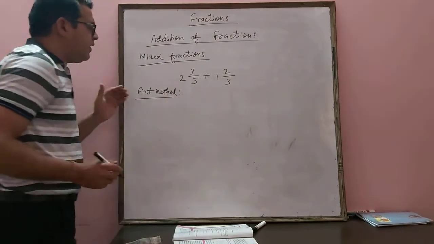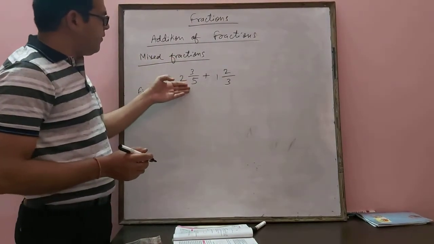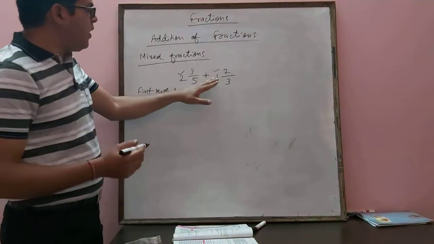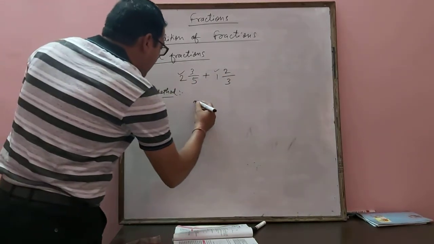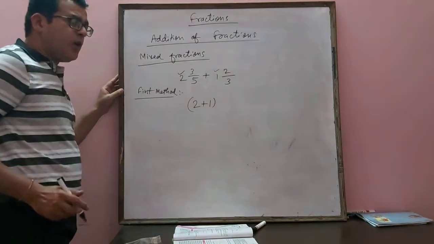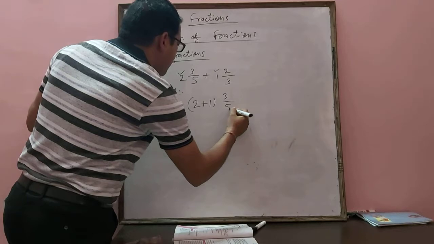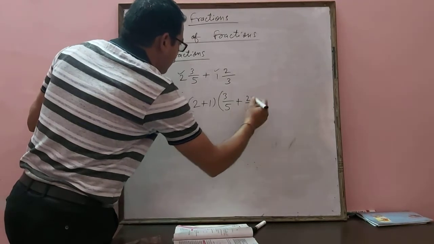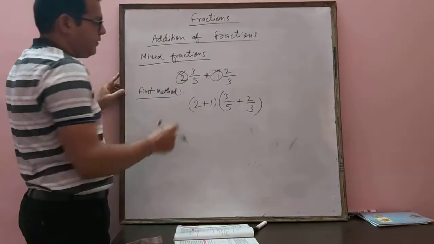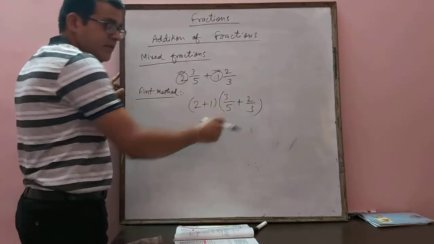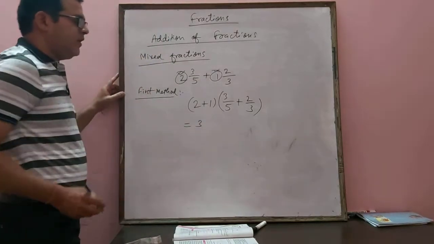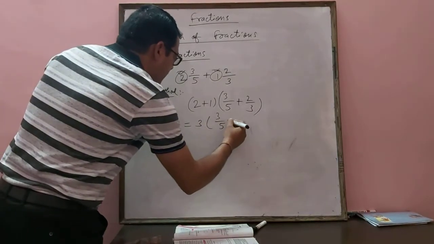you can see here it is written 2 whole 3 by 5, which means this 2 is the whole number. Here 1 is the whole, 1 whole 2 by 3. So we can add the whole numbers together. This 2 and 1 we can add together, and 3 by 5 plus 2 by 3 we can add together. Hope you understand? We are adding the whole numbers first and then the fractions. What will come here after adding the whole numbers? 2 plus 1 is 3, and 3 upon 5 plus 2 by 3.